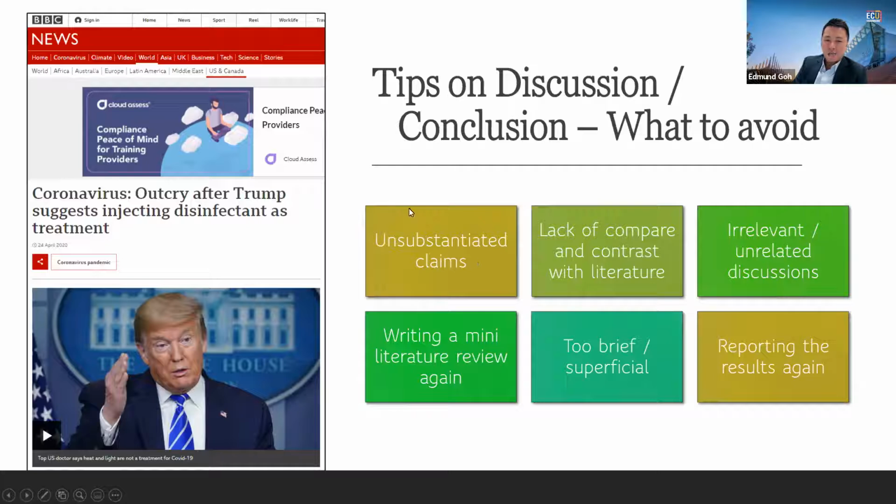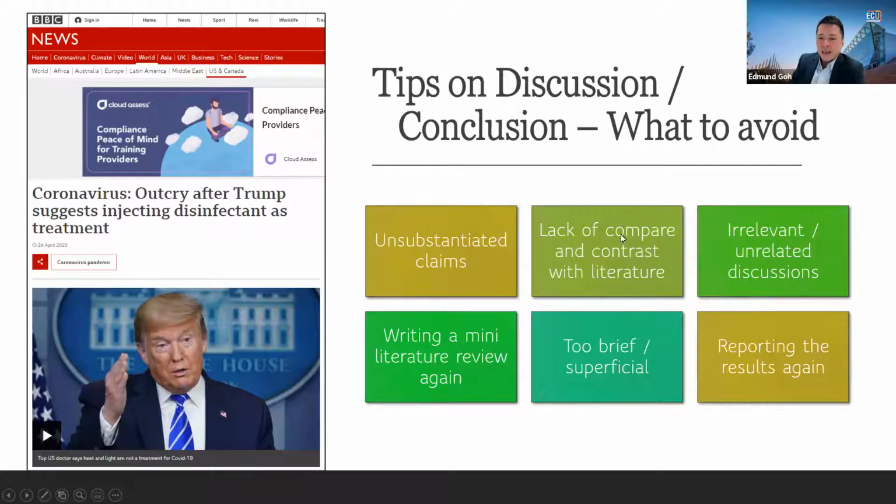One, unsubstantiated claims. Do not conclude and make claims that are unsubstantiated, that have not come out in your findings, that you have not seen in your results, but then you make those claims. It's very important to be honest about your conclusion.